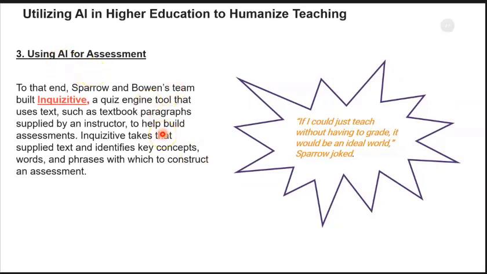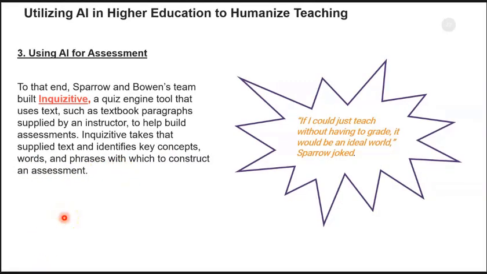Another example is using AI for assessment. Penn State University developed an application called Inquisitive. It helps educators, either professors at the university or teachers in K-12 schools, to create quizzes, tests, and exams. How it works: Inquisitive takes the supplied text and identifies key concept words and phrases from the textbook itself to construct an assessment. Creating assessments, I guess, is the task that educators struggle with most.